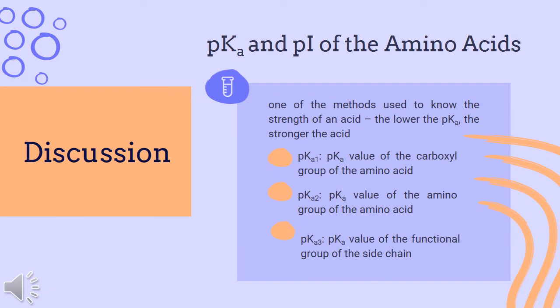Another factor that affects the migration of the amino acids are their pKa values and isoelectric points. pKa quantifies acid association through small numbers and is one of the methods used to know the strength of an acid. So the lower the pKa, the stronger the acid. Amino acids can have 2 or 3 pKa values, depending on the structure of their side chain. Amino acids without a functional group on their side chains will have 2 pKa values, one for the carboxyl group and another for the amino group. But if an amino acid has a functional group on its side chain, it will have a third pKa value, an additional one for the said group.